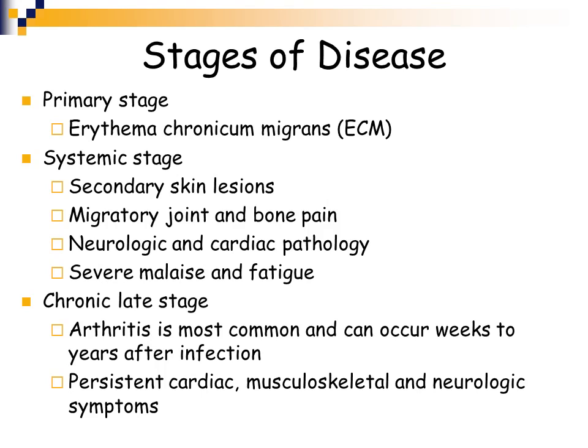Also, some individuals will start to get neurologic and cardiac pathologies, and most individuals do say that they are very, very tired. They just feel very achy and tired and can't quite figure out what's wrong. So from that systemic stage, if the Lyme disease is not diagnosed, it can go into a chronic late stage. In this chronic late stage, individuals commonly develop arthritis. This arthritis can occur either weeks or years after the initial infection. Usually also in the chronic late stage, people will get persistent heart symptoms, musculoskeletal problems, and neurologic symptoms.